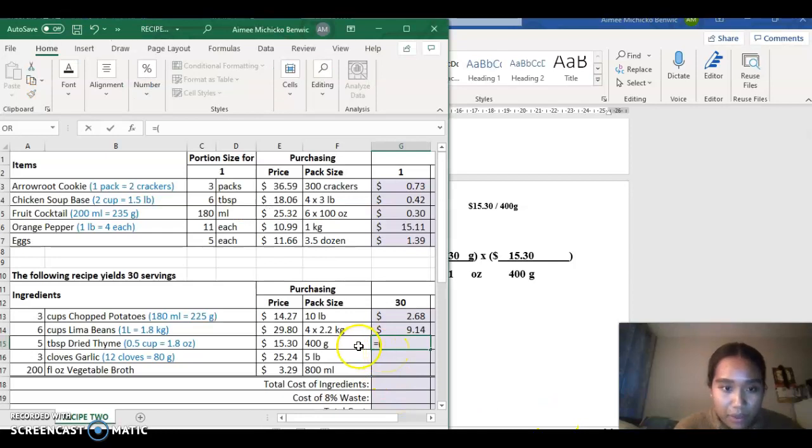So let's plug in our Excel. So 5 divided by 16 multiplied by 1.8 ounces divided by 0.5 cup multiplied by 30 grams, close bracket, and then the price of $15.30 divided by 400 grams, that gives us $1.29 as well.